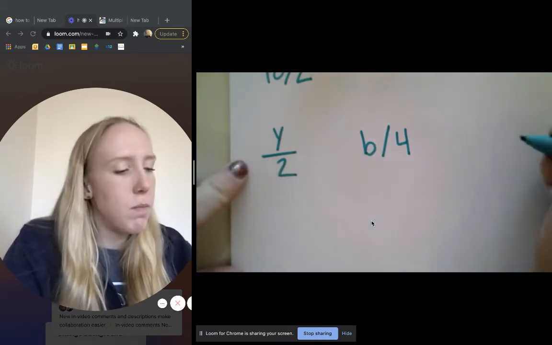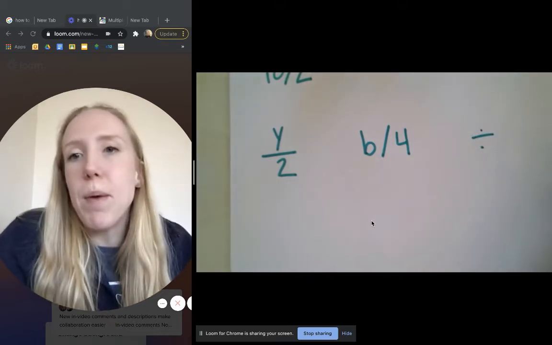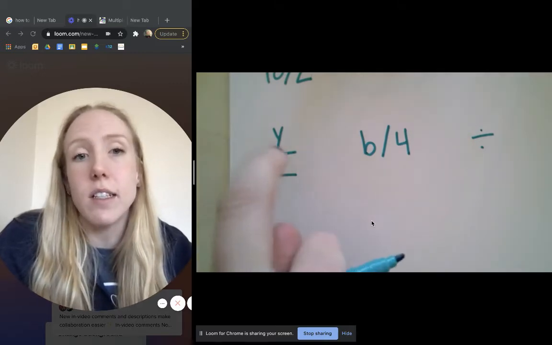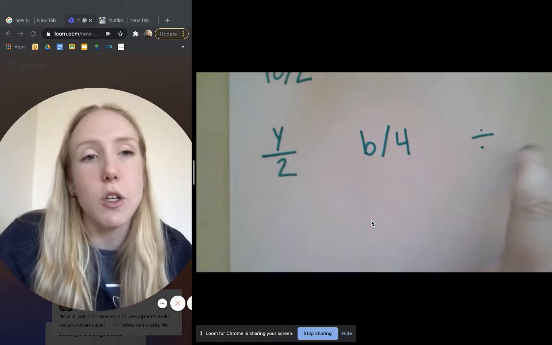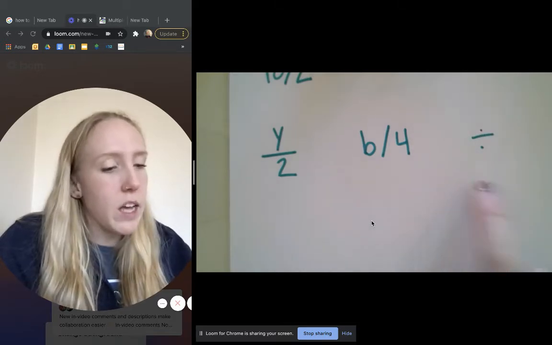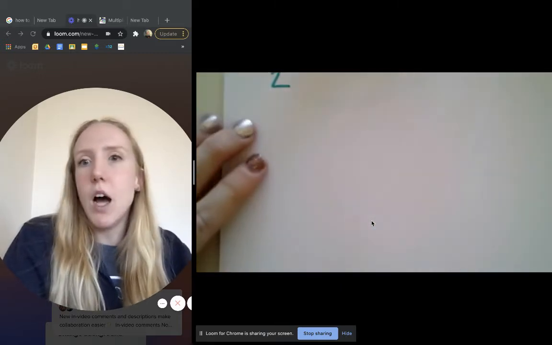It's not wrong to use this symbol, but I really want you guys to get in the habit of knowing that this is division when you see it written like this, because you're usually not going to see it written like this anymore.